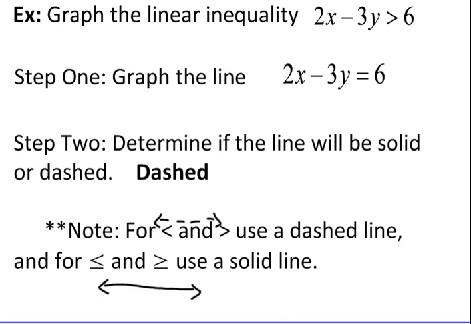To do that, if you have a less than or greater than, you're going to use a dashed line. And what a dashed line means is that all points on that line are not included in the solution. And if you have a less than or equal to or greater than or equal to symbol, it means that it's a solid line and all the points on that line are included in the solution set.